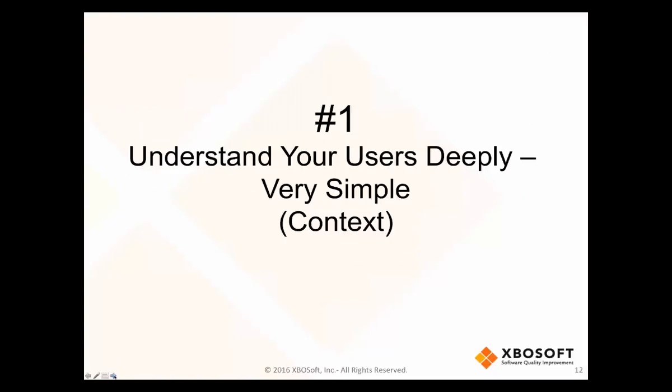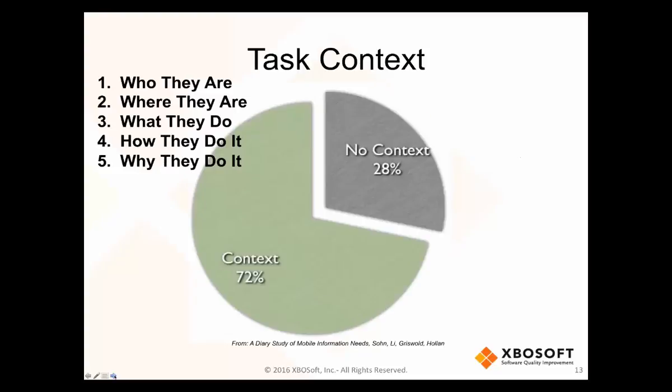Okay, so the number one rule in terms of improving your user experience on the mobile platform is really understanding your users deeply. And that has to do with context. And so you may wonder, what is context? Well, it's really simple. It's those five: who, what, where, why, and how, right?